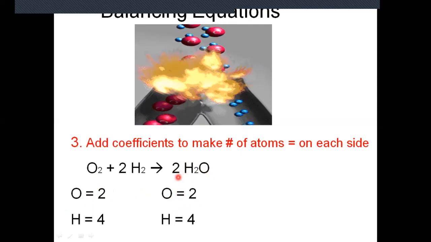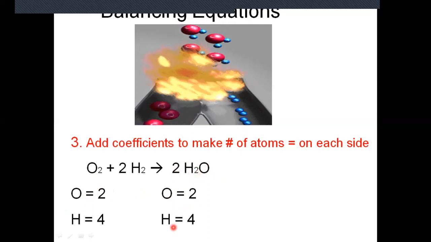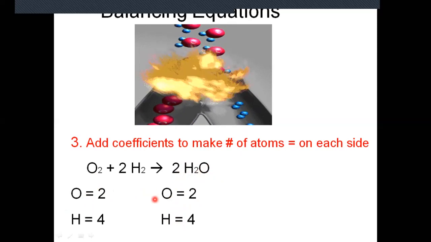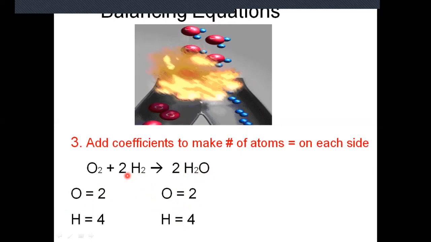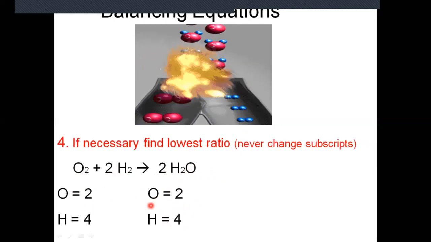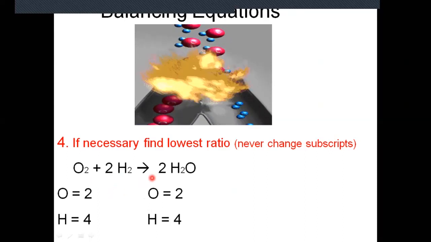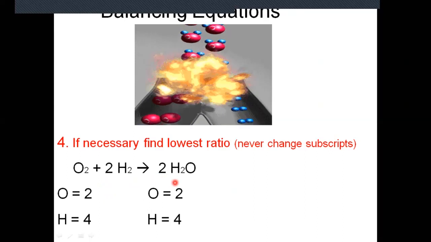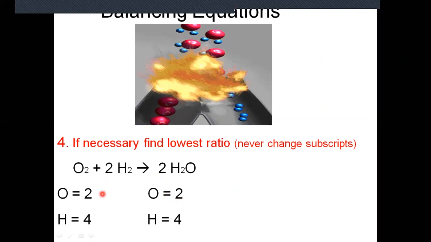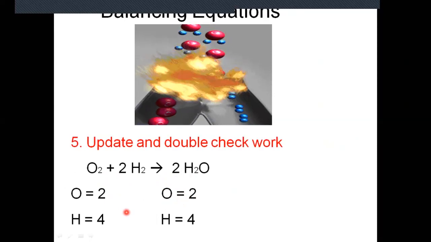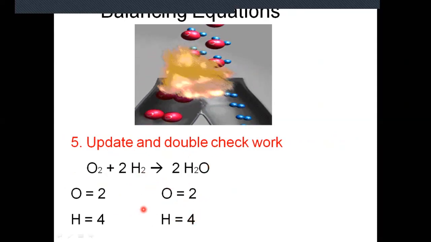But after adding a coefficient, the subscript is multiplied by 2 and now there are 4 hydrogen atoms. So to balance hydrogen atoms, we will multiply the hydrogen molecule by 2. So now this is a balanced chemical equation and we cannot further simplify these coefficients. So this is the final equation. But we cannot change subscripts. Now update and double check our work. We have checked that our equation is balanced.